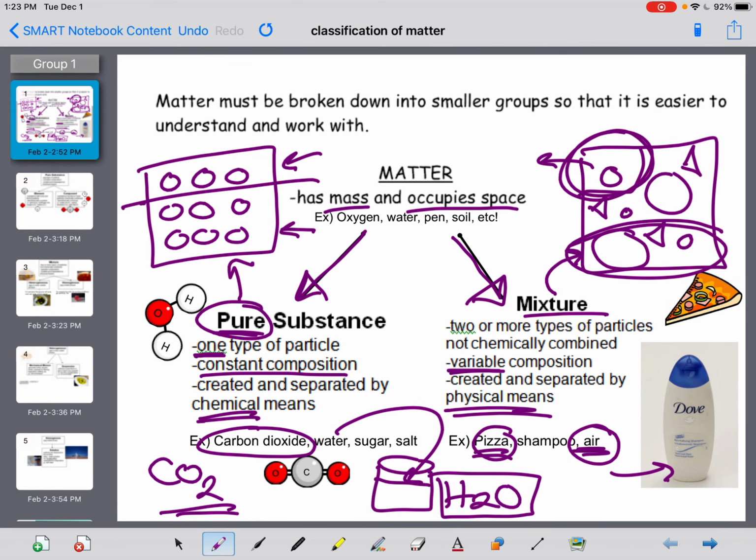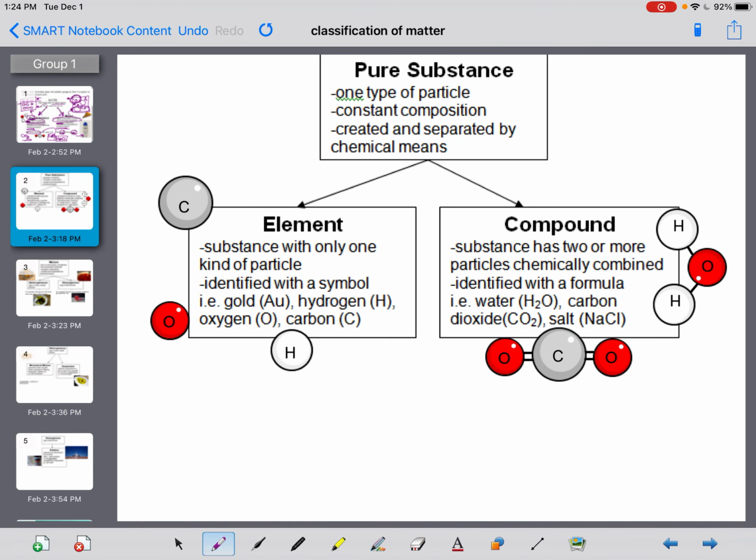Okay, so pure substance and mixture. So pure substance, just think of this as you always have the one type of particle. Mixture, two or more different types of particles. Okay, so we're going to go a little bit further into what are the different types of pure substances that exist. So reminder, pure substances is where you have one type of particle and the composition of that matter is always the same. It's like consistent throughout.